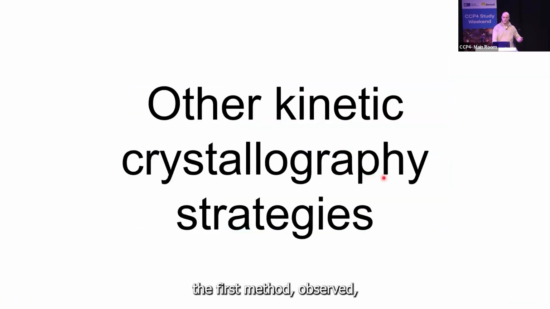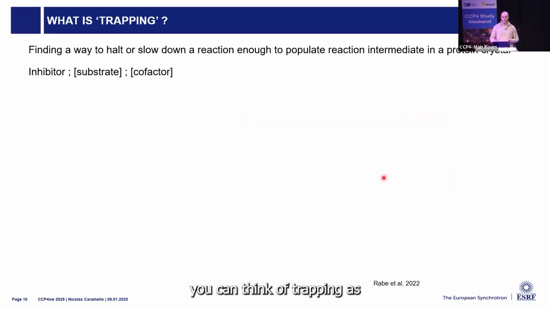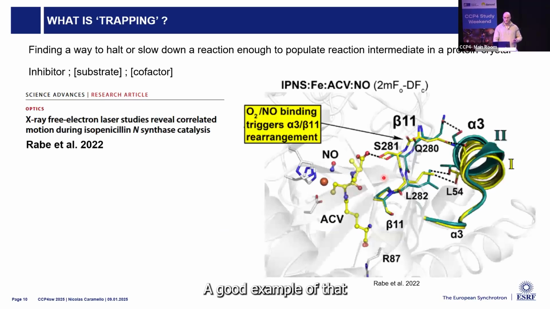And if we go to the first method, you can think of trapping as finding a way to halt or slow down the reaction so that you can populate the intermediate in a crystal. One of the ways you can do that is to use an inhibitor or ration the concentration of substrate or cofactor. A good example of that is given in the study of an oxygen-dependent antibiotic-catalyzing enzyme.